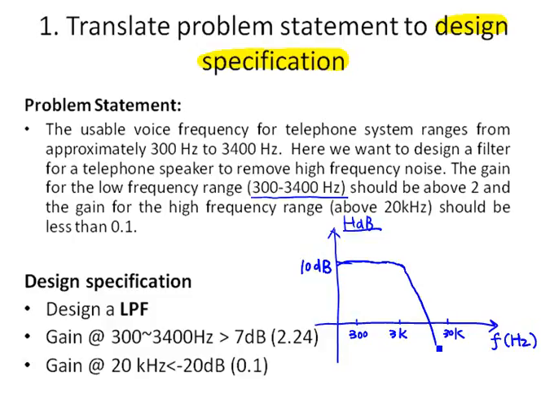At 20 kilohertz, the gain of the circuit should be less than 0.1. 0.1, if we convert it to decibel, that is negative 20 decibel. So when the frequency is 20 kilohertz, the gain should be less than negative 20 decibel.